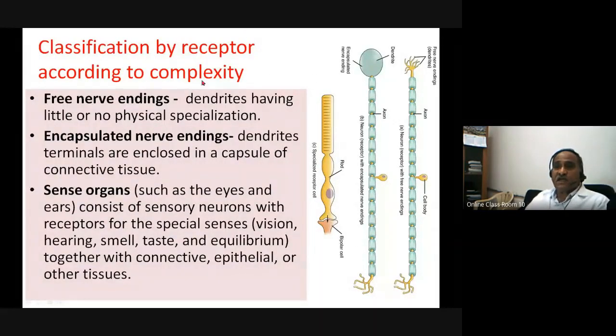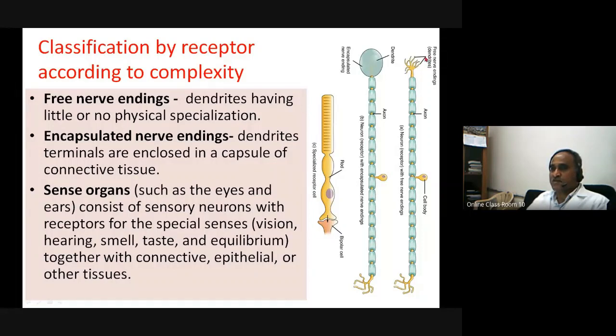Classification by receptor according to complexity. Here you see a plan. This is the touch sensation. Here is the free nerve ending, and these are dendrites, and then the axon, dorsal root ganglion, and this is the spinal cord or the brainstem. And this is one: free nerve endings, dendrites having little or no specialization.